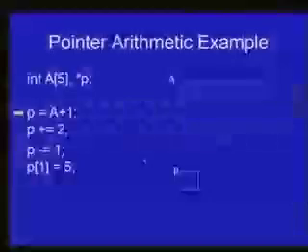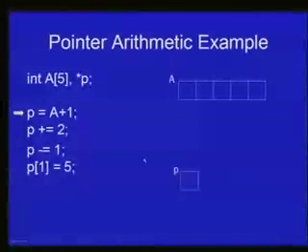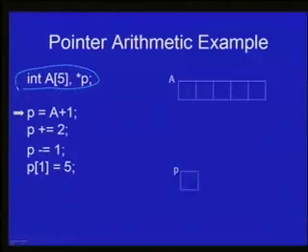So let's see an example of pointer arithmetic now. So in this example, we have two variables again. A is an array of 5 elements, and P is of type int star, which means that P will contain a pointer to an integer. Now the first assignment that happens is P assigned a plus 1. Now what do you think will happen?